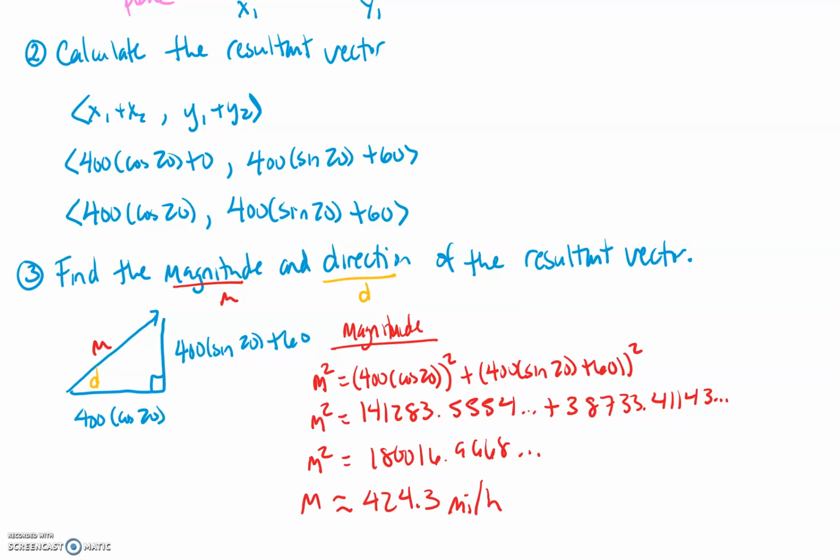We should all be getting 424.3 miles per hour. So that's the true speed of the plane. It's not actually going what it was originally, the control, I guess the pilot would set, right? We want to go at 400 miles per hour, but it's actually going at 424.3 miles per hour. So it's going a little faster than the pilot had programmed.